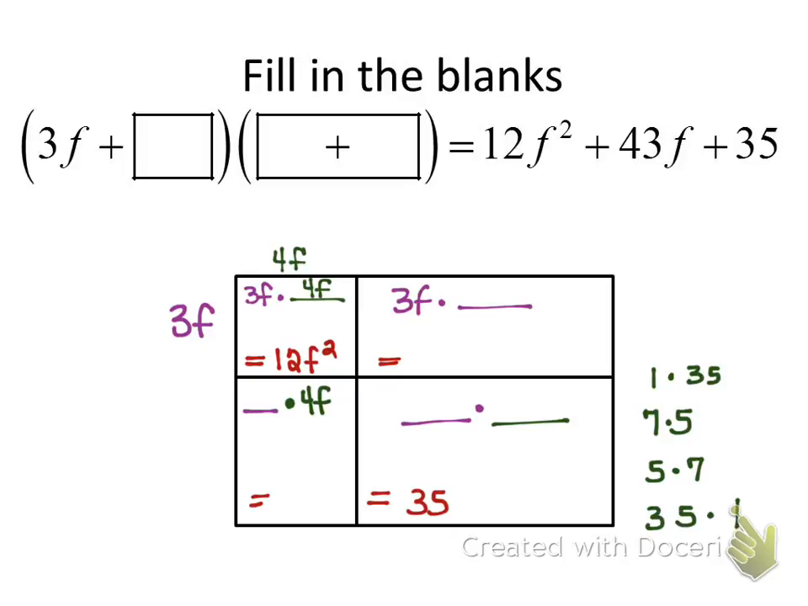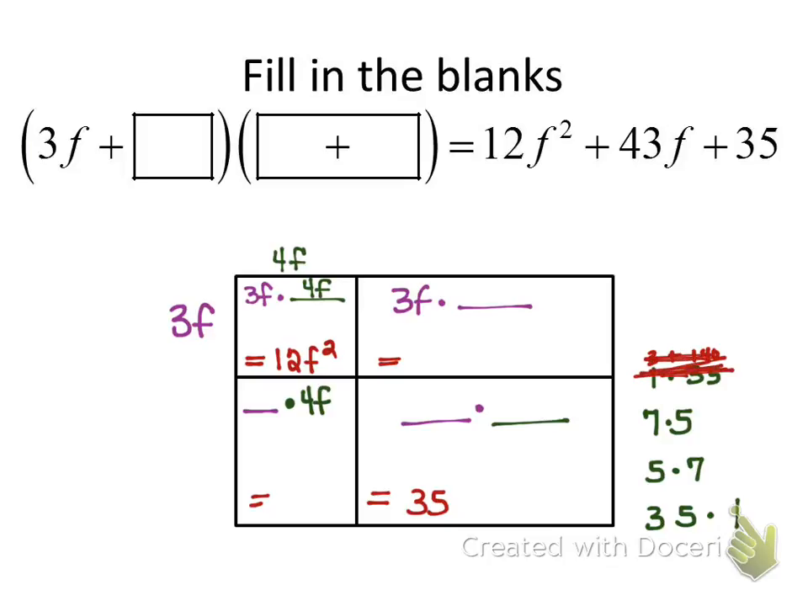So this time, instead of writing my numbers and erasing, I like to come over here to the right and just think. I'm going to plug in 1 here and 35 here. I'm just going to take 3 times 1. What's 3 times 1? Okay. And then 4 times 35 is 140. So if I take 3 plus 140, would I get 43 here? No. That is too many. So that one doesn't work.